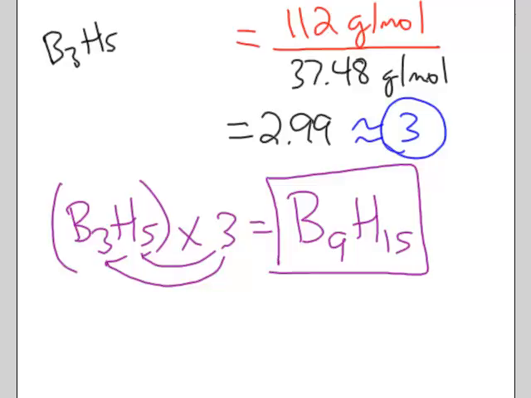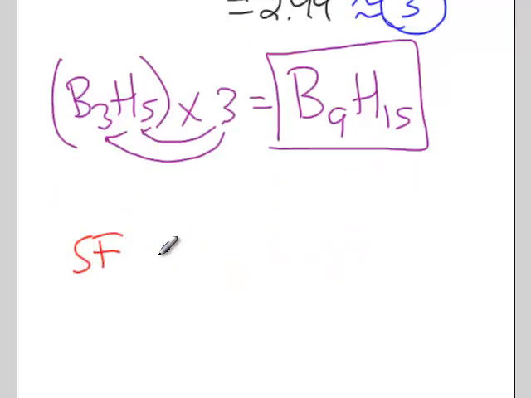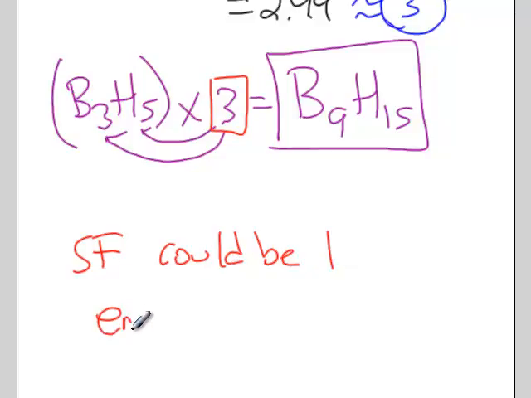Now, it wasn't in this case, but in another problem, it's very likely that your scaling factor could be a 1. And all that means is when you multiply by the scaling factor, your subscripts will not change. So if your scaling factor is a 1, then the simplest formula will be exactly the same as the molecular formula.